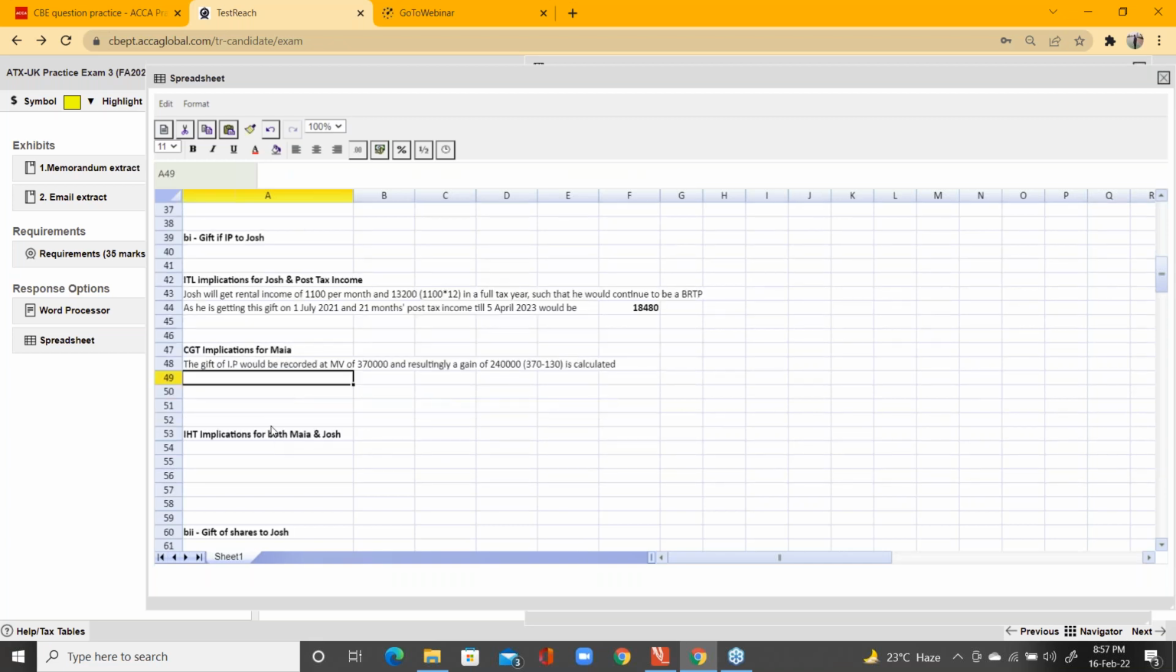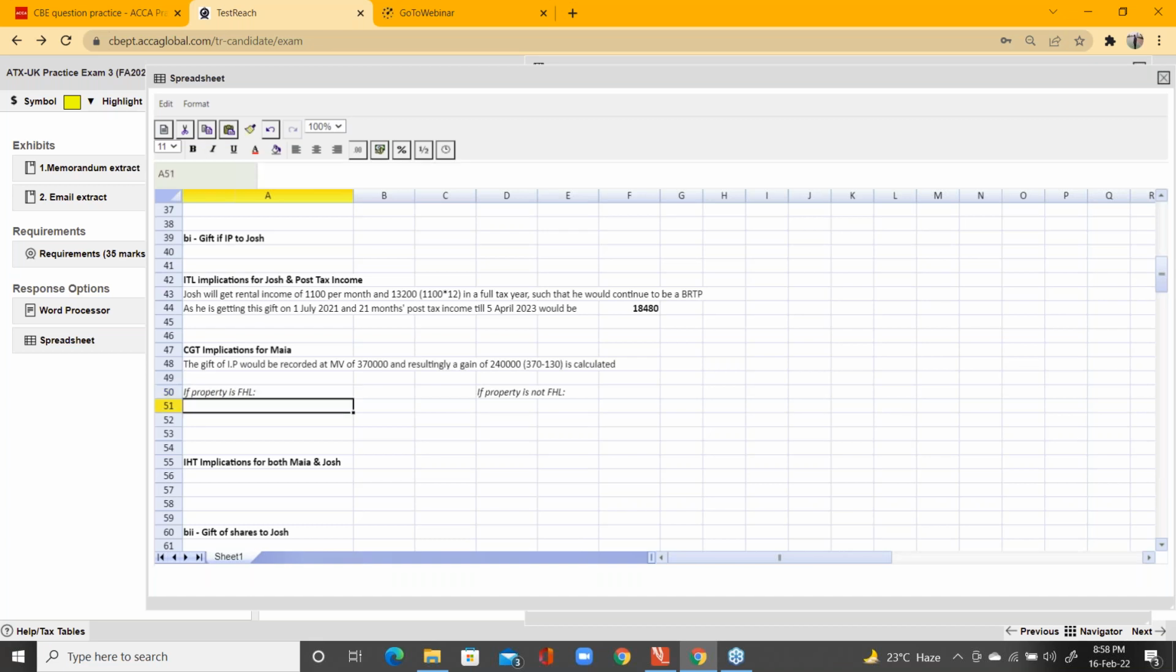Now, very important points. As our manager doesn't know whether this property is FHL or not, he has asked us to answer in both manners. If the property is FHL, what will happen? If the property is not FHL property, then what will be the tax implications?